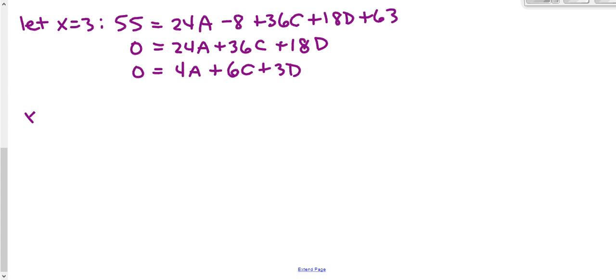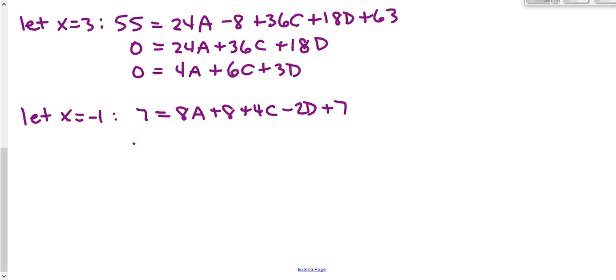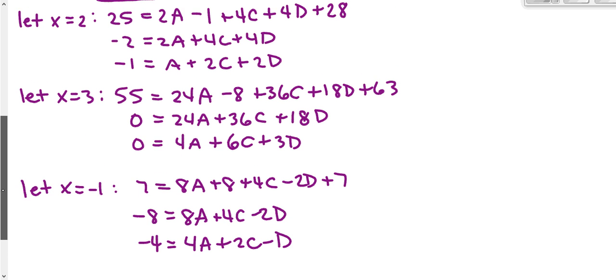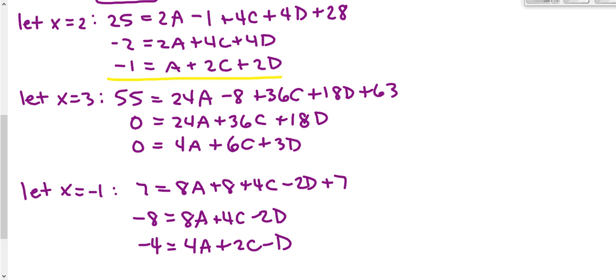Okay, one more time. I'm going to let x equal negative 1. And that gives me 7 equals 8a plus 8 plus 4c minus 2d plus 7. Simplify that and we get negative 8 equals 8a plus 4c minus 2d. And then divide that by 2 and we get negative 4 equals 4a plus 2c minus d. Okay, would you look at that? We have our 3 equations with 3 unknowns.